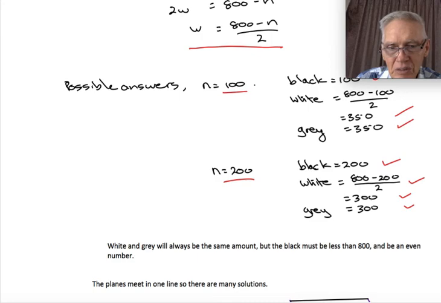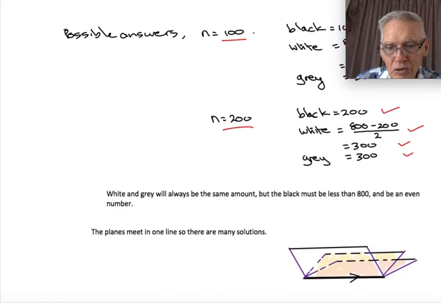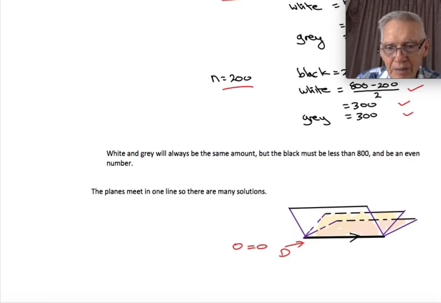So what does it look like geometrically? The planes meet in one line, so there are many solutions. When you get down to a true statement, this 0 equals 0 was equation D. That means that they all meet along that line. It's true, so they're like pages of a book. So you draw a solution like that. That's enough to get you excellence. That's a high excellence at this topic.